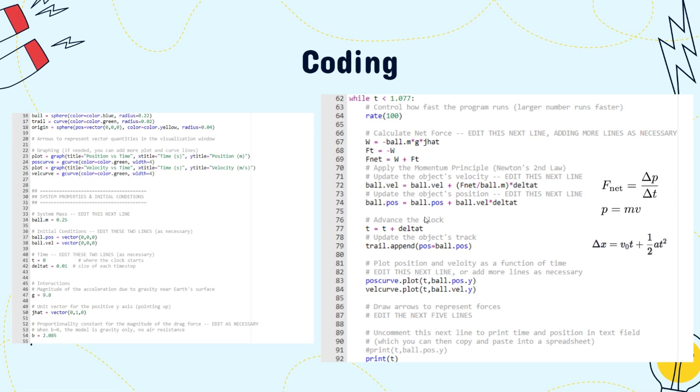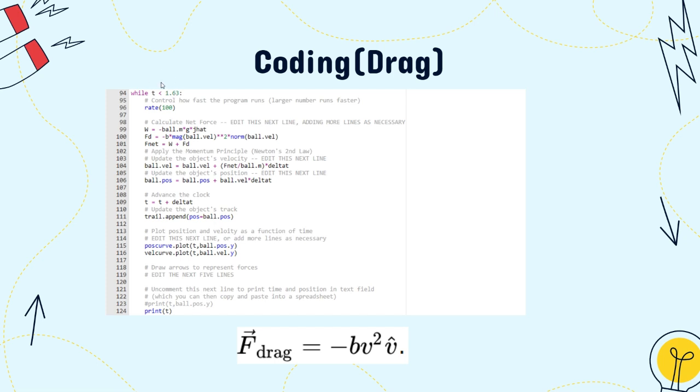And F net is just W plus F of T, and ball velocity is calculated by doing the change in momentum over change in time, so ball velocity plus the F net divided by mass times delta t. And ball position, this is just the position update formula, position plus the velocity times delta t. This is practically the same for this one. This was 1.63 seconds for the end of the trial, and the weight is the same, but the force of drag is different. This is calculated using the negative b v squared times the velocity vector, and then F net is just weight plus force of drag, same as the code before.